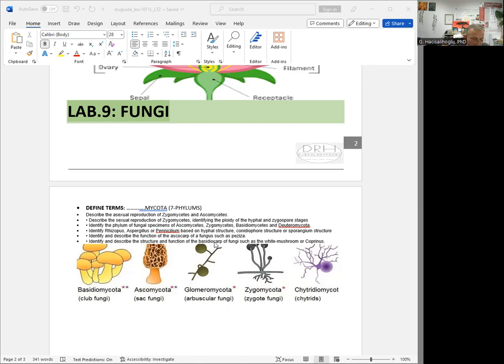Pay attention to the sexual life cycle and asexual life cycle of fungi, and make sure you know some representative species, phylum names, and kingdom names, and cover labs 6 to 9. If you have more questions, let me know. To recap, we covered 3 groups of plants and 1 group of fungi in 4 labs.